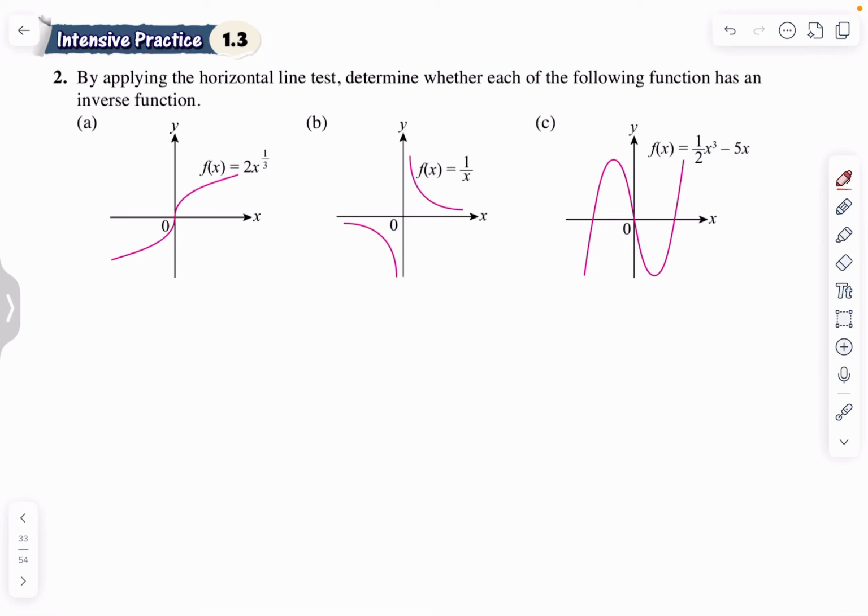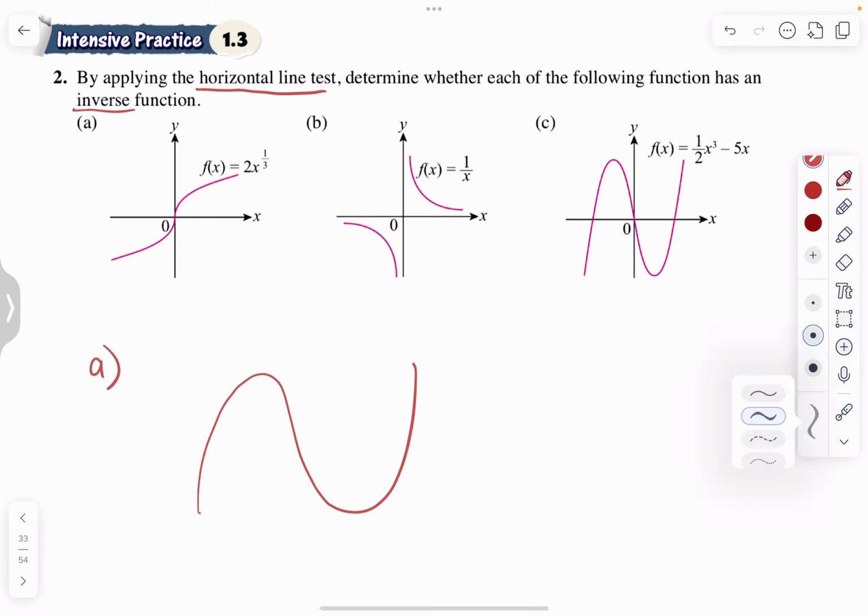Question 2. By applying the horizontal line test, determine whether each of the following functions has an inverse function. Okay, so we normally learn, if you want to check if it's a function or not, we have to do the vertical line test. So if a vertical line cuts the function at one point like this, okay, it cuts here at one point.